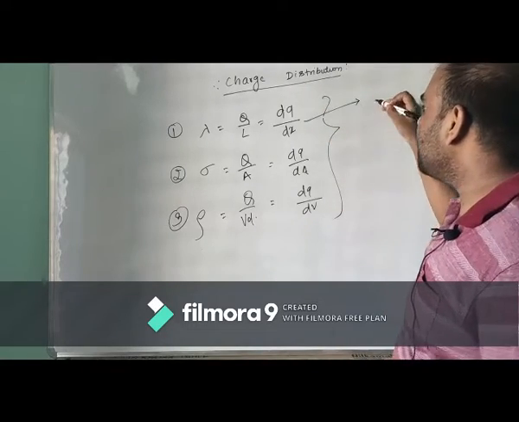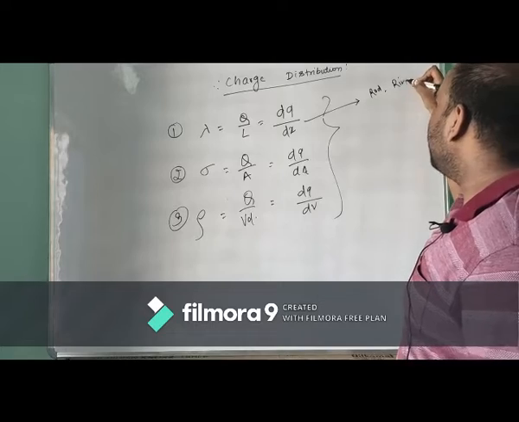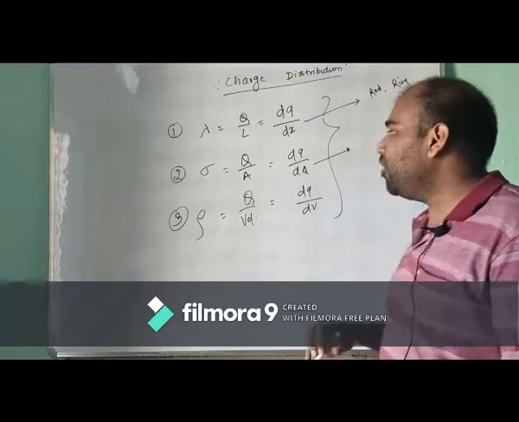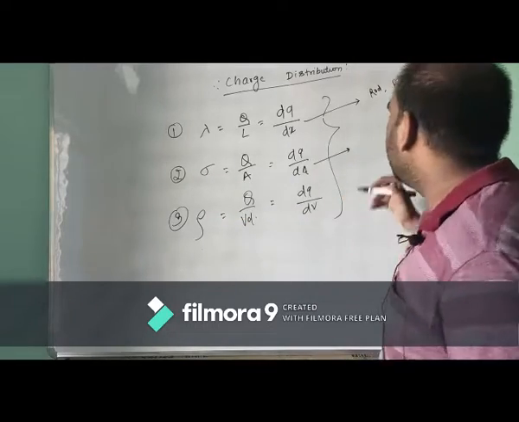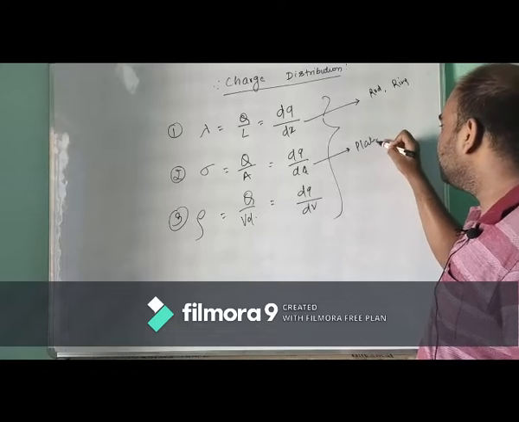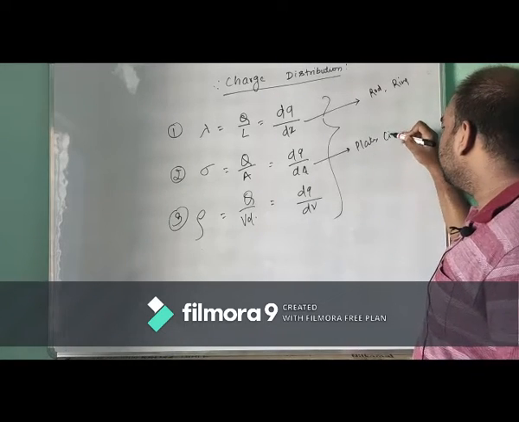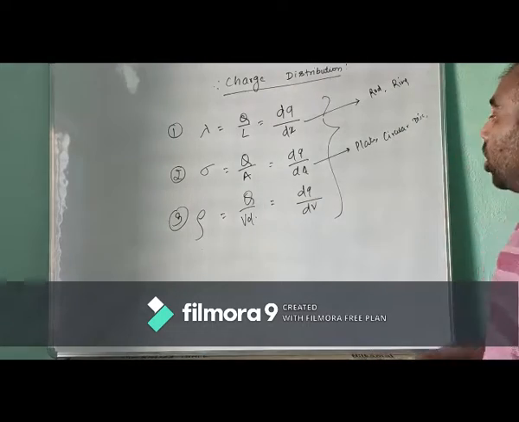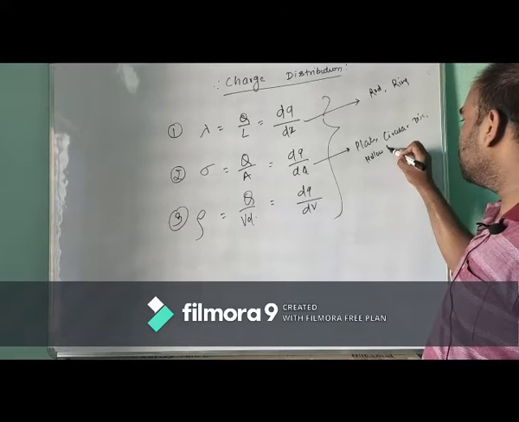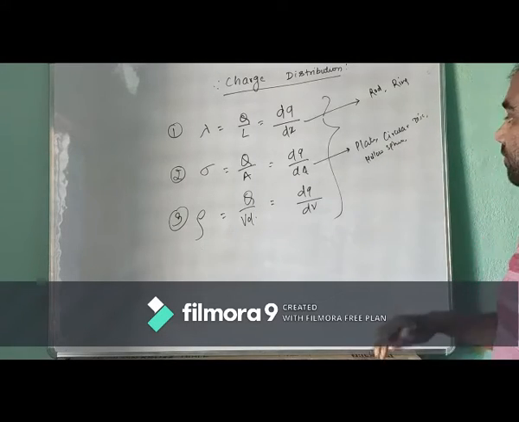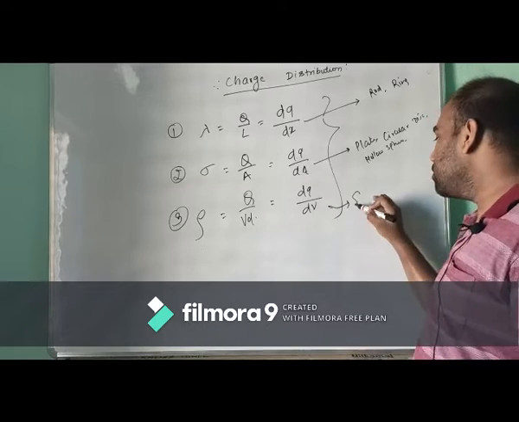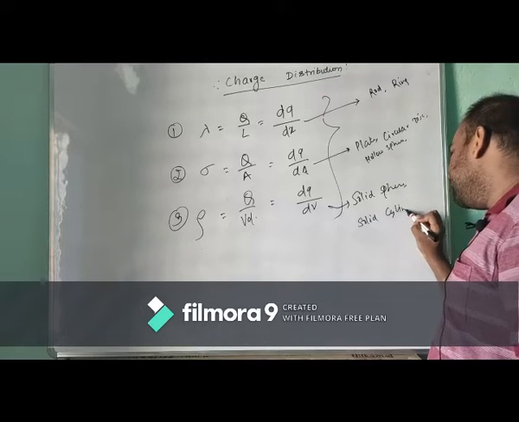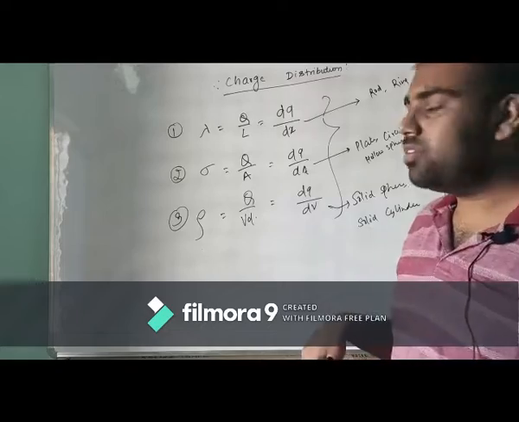Can you take examples of these things? Rod, ring, thread are examples of linear charge density. Examples of surface charge density are a plate, a circular disc, etc., or a hollow sphere, hollow cylinder. Examples of volumetric charge density are a solid sphere and a solid cylinder.